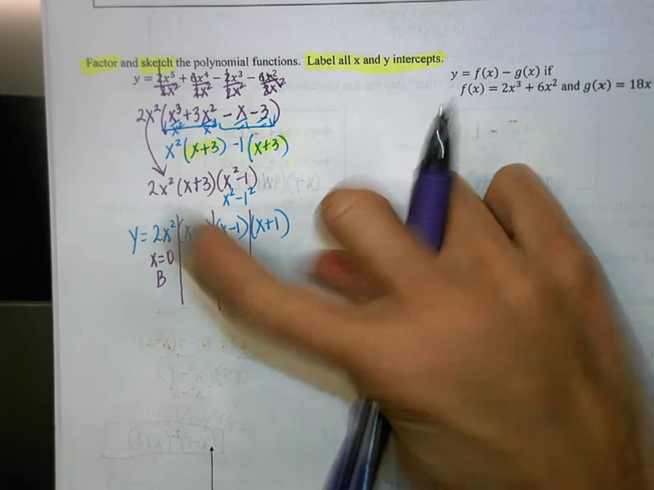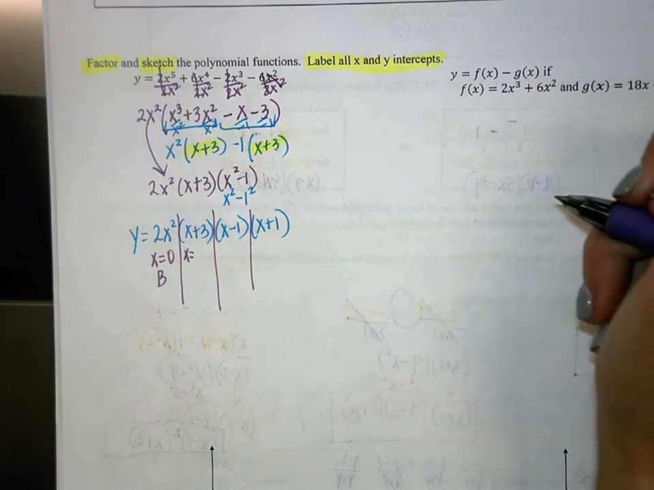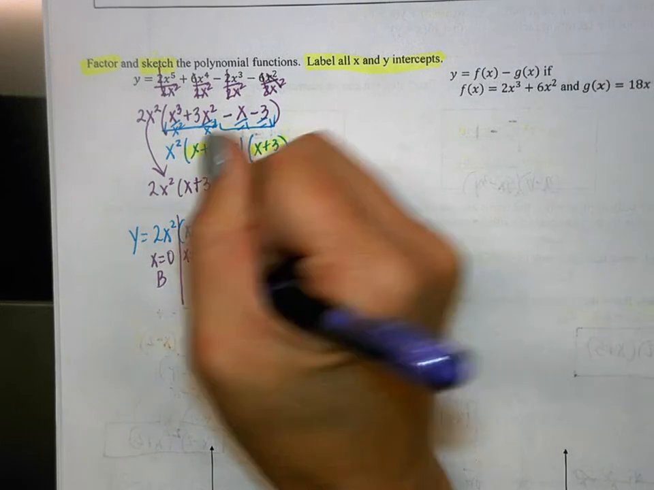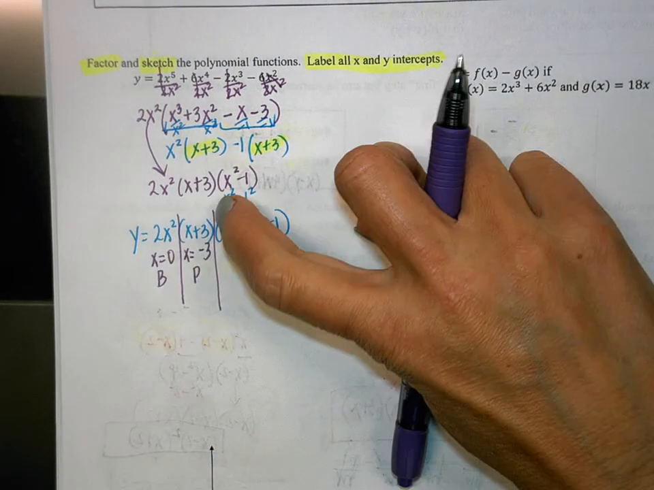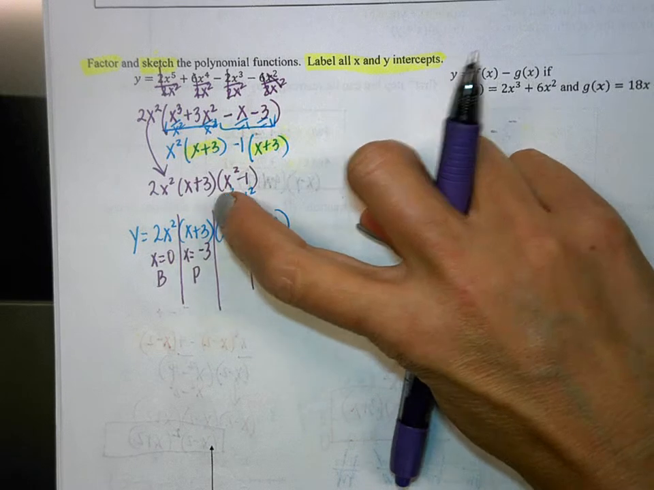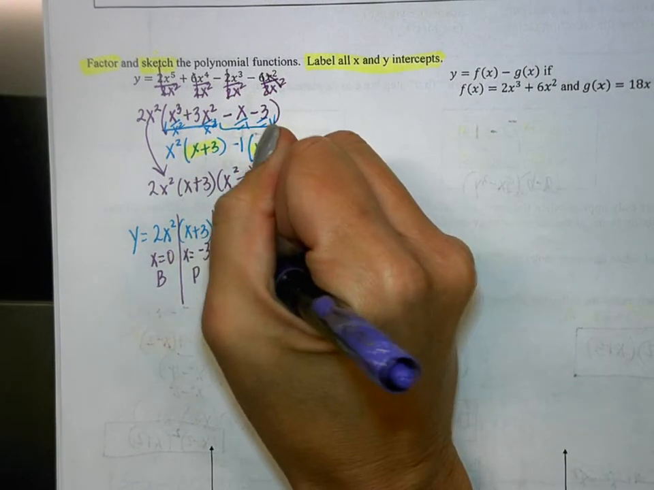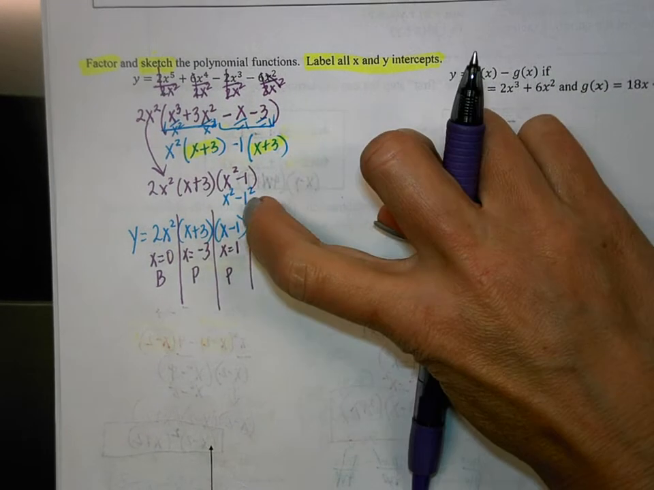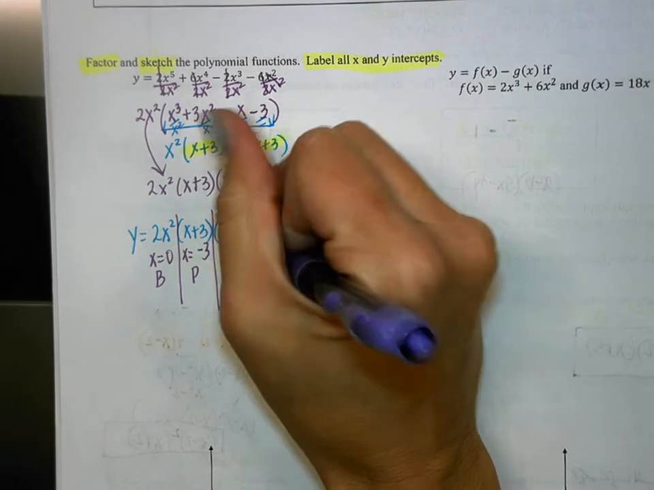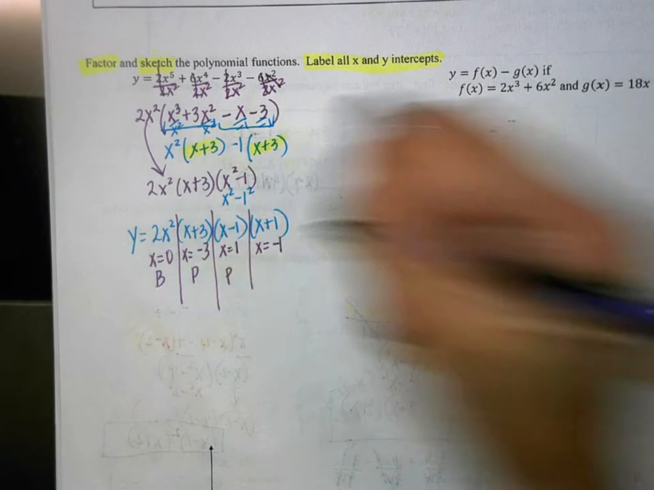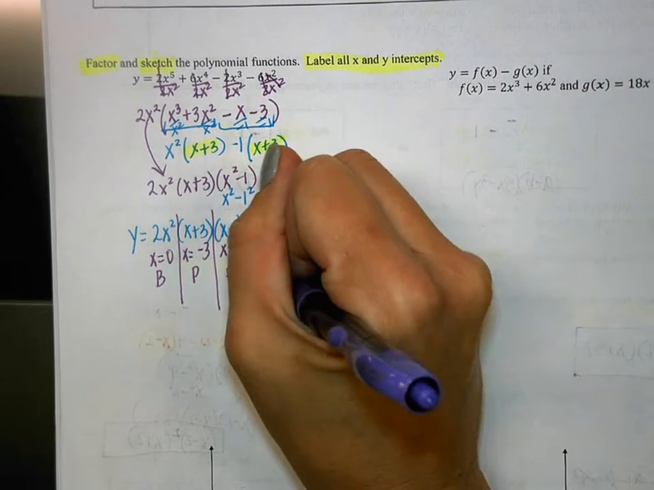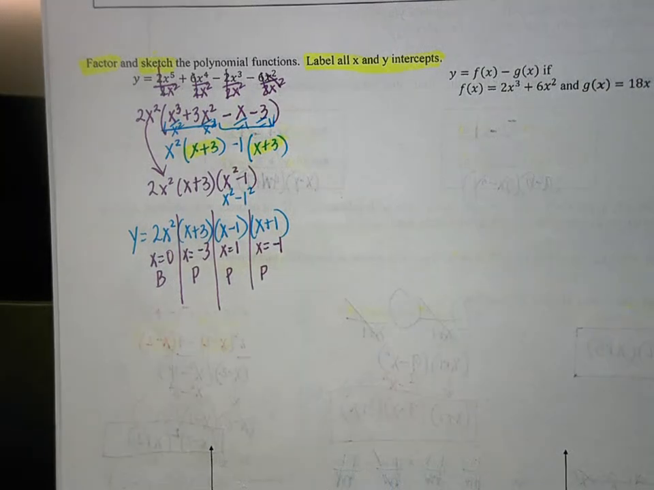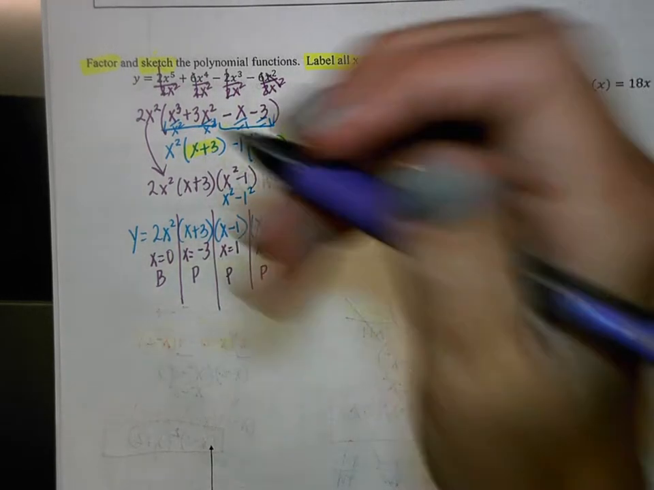This next one is going to be x equals what? -3. Pass or bounce? Pass. Why does it pass? Multiplicity of 1. Very good. Next one is going to be x equals 1. Pass or bounce? Why is it passing? Multiplicity of 1. Next one is going to be x equals -1. Pass because multiplicity of 1. Do we all understand where the multiplicity comes from? Okay. In order to fully graph, we need to know our degree, which is what?